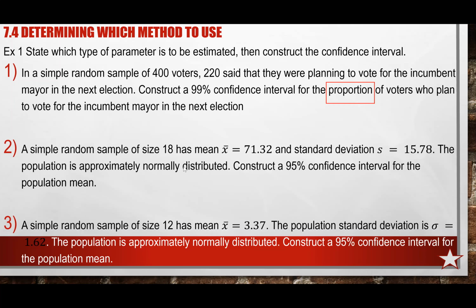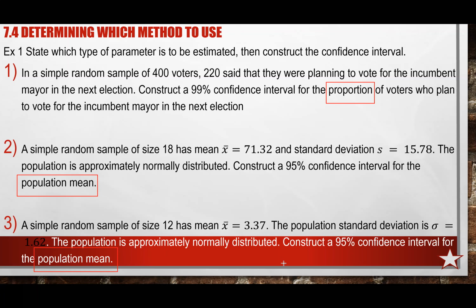And if you read number 2 and number 3, everything is exactly identical. And what do they ask us? They ask us to construct the confidence interval for the population mean. Both of them ask you the same thing: construct the confidence interval for the population mean. So how do we determine, are we using the t interval or are we using the z interval?